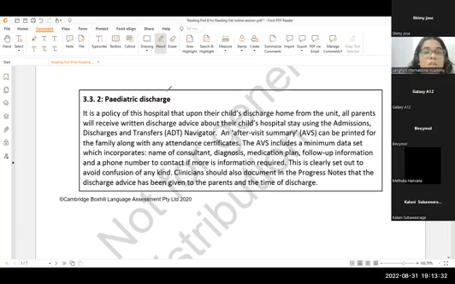Pediatric discharge. It is a policy. One second, Priya. Pediatric discharge. Pediatric means kids, discharge of the kids. So, that's what we are going to go through when it comes to the extract. Continue, Priya.